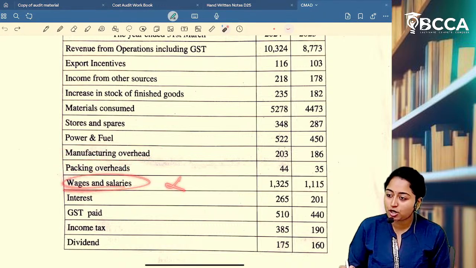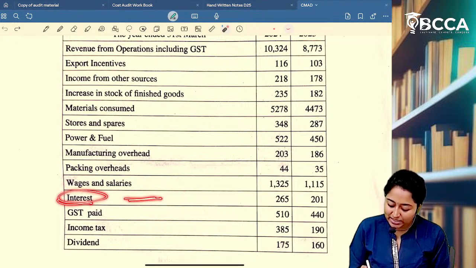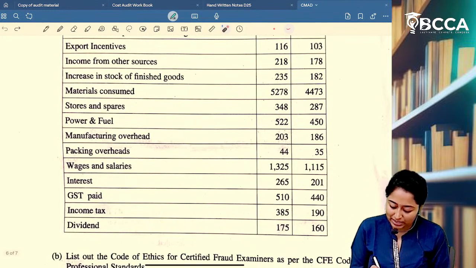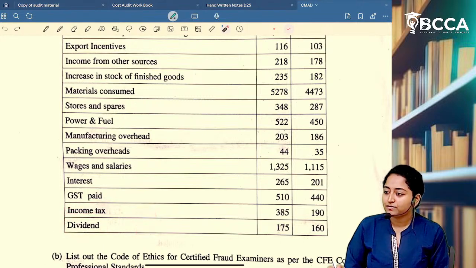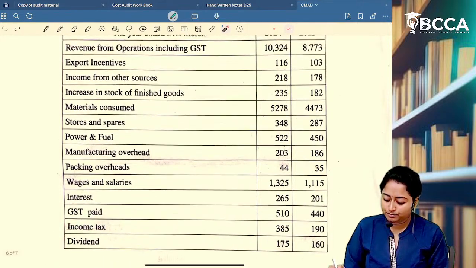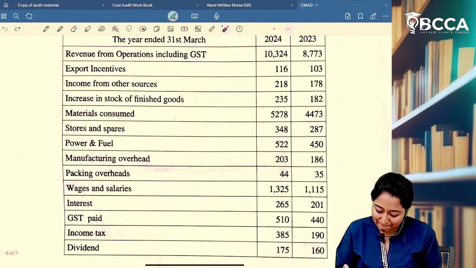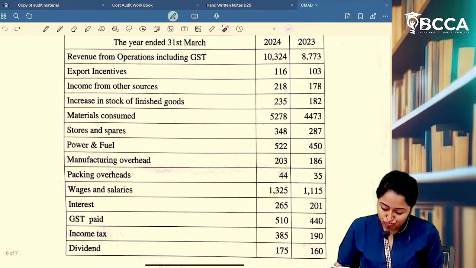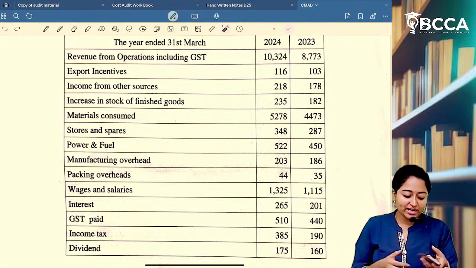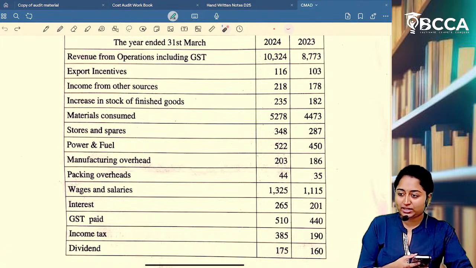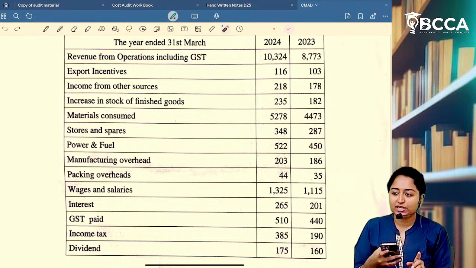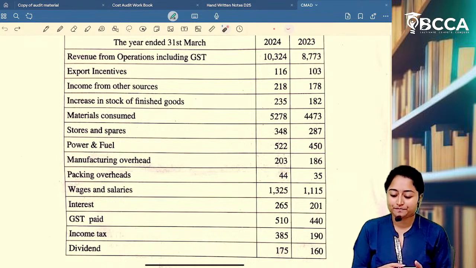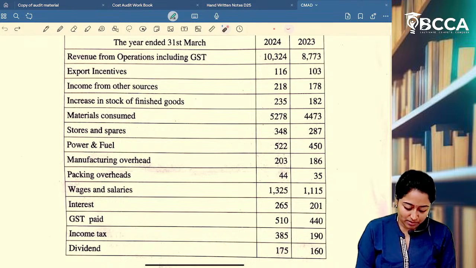Wages and salaries will not be considered. Interest: here interest is not specified, so you can eliminate it. GST paid, you will reduce here. Income tax will not be considered, dividend will not be considered. Will you do it? Okay, do. Regarding interest, nothing is specified, so don't take it. If it is given as working capital loans, then we'll take it. If it is not given, we'll not take it. Okay? Now solve it and tell me the answer.